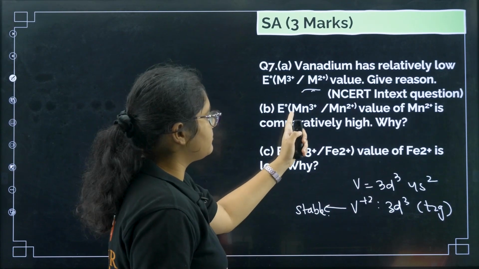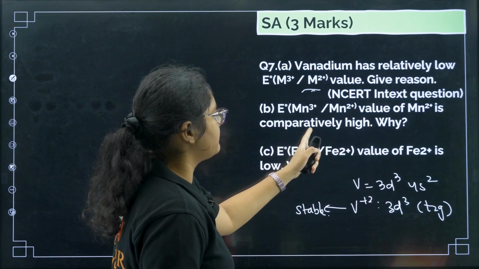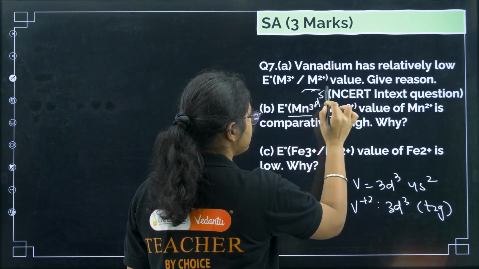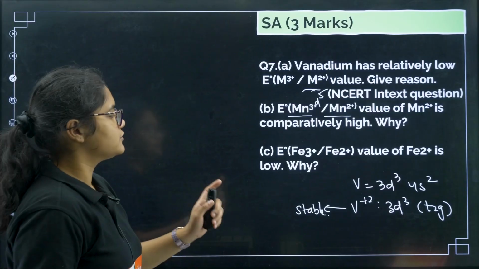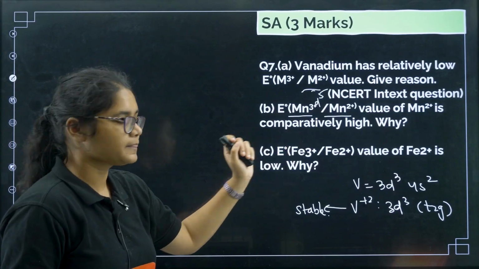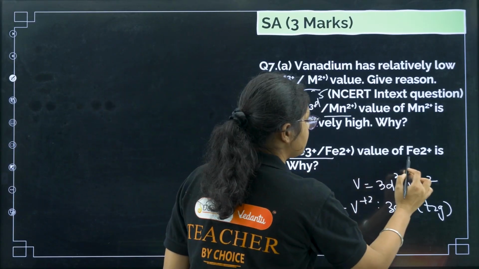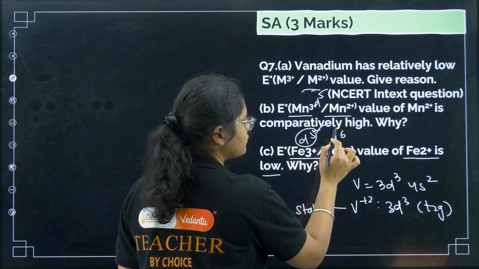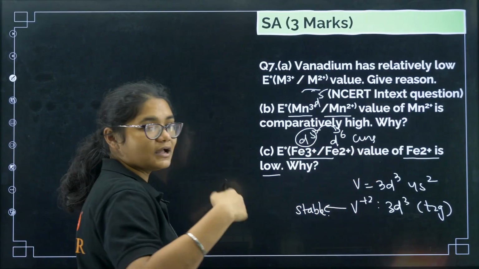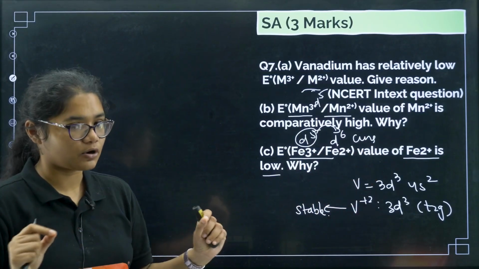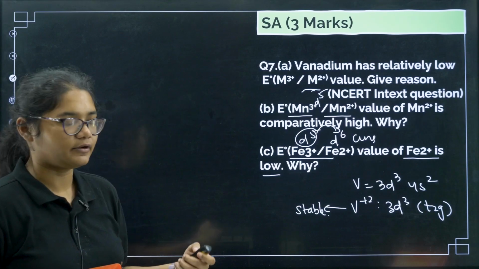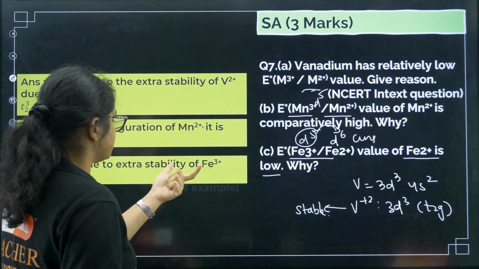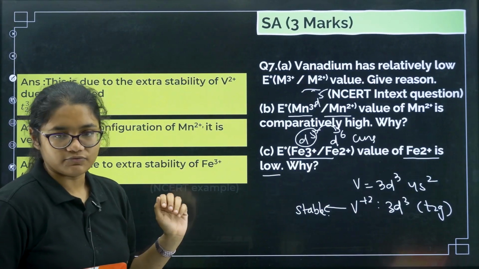Now E naught of Mn3+ to Mn2+ value is comparatively high. So that is also you can explain here. Mn2+ is having d5 configuration which is very stable. So that is why this value will be high. Next, Fe3+ to Fe2+ is low. Now this is d5, this is d6, right? This is stable to unstable. If stable to unstable, that means what? The metal does not want, E naught value will go down, right? So you can see the values here. Extra stability of Mn2+, extra stability of Fe3+ configurations.